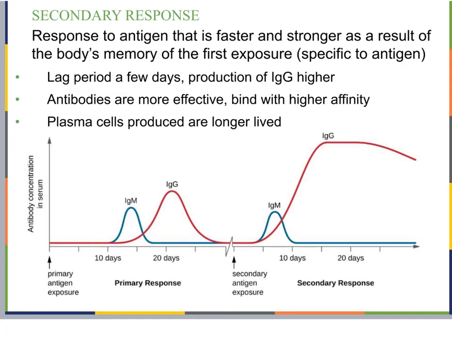So here we can see in this table why memory B cells are so effective. We kind of took that illustration or that graph from previously. This is our primary antigen exposure. So when we're exposed to something that we've never ever seen before, then we have that lag time until we start to see that IgM increase. Remember, this is the IgM antibody.